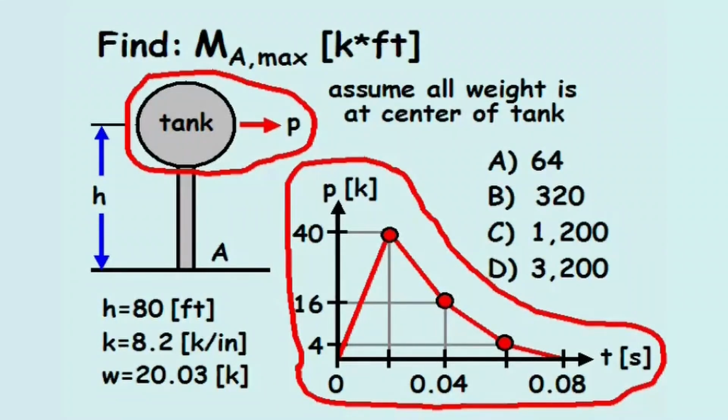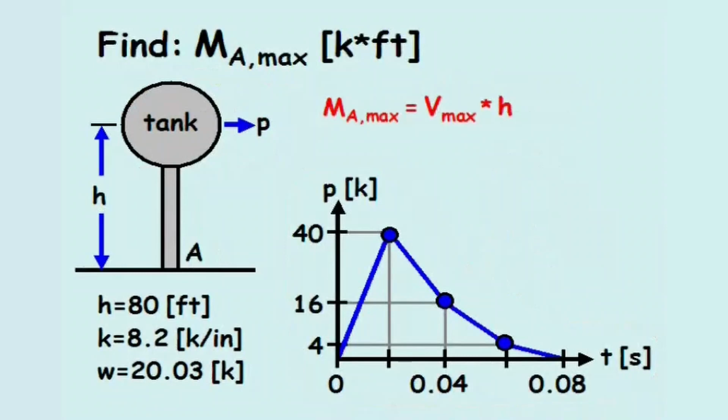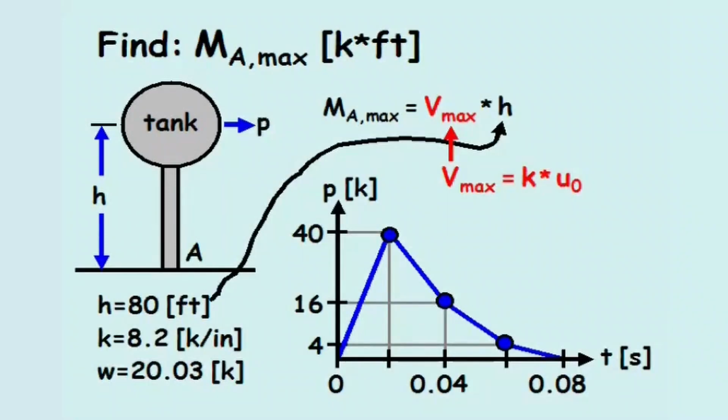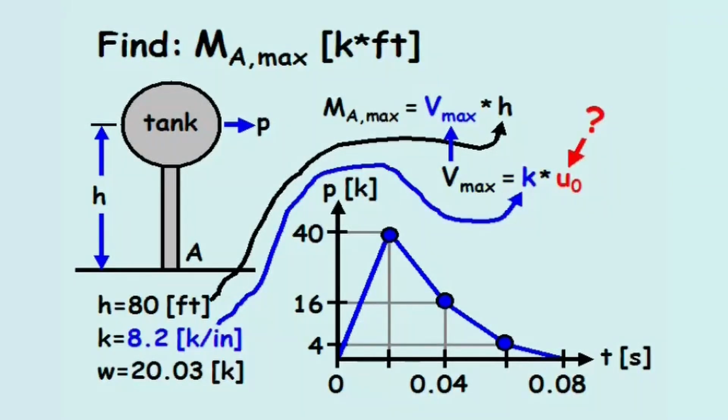The maximum moment at point A will equal the maximum shear force caused by the loading times the height to the center of the tank. Since the height of 80 feet is known, we need to solve for the maximum shear force caused by the loading. The maximum shear force equals the lateral stiffness, K, times the maximum lateral displacement, U0. From the problem statement, we already know the lateral stiffness, but we need to determine the maximum lateral displacement.